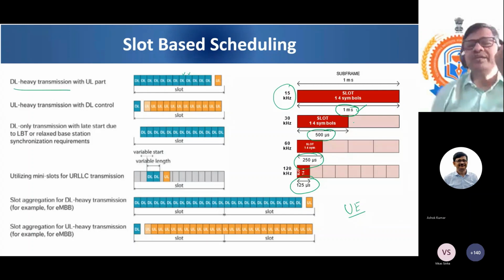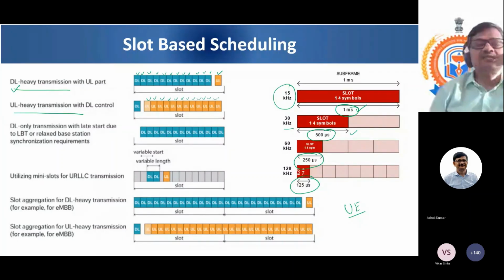Then how to allocate for downlink and uplink? It is very flexible. Suppose you have heavy downlink transmission, then all the symbols in a slot you can allocate for downlink traffic, and very few for uplink. Similarly, if your transmission is uplink heavy, then you can allocate most symbols in a slot for uplink and very few in the downlink. This is very important.